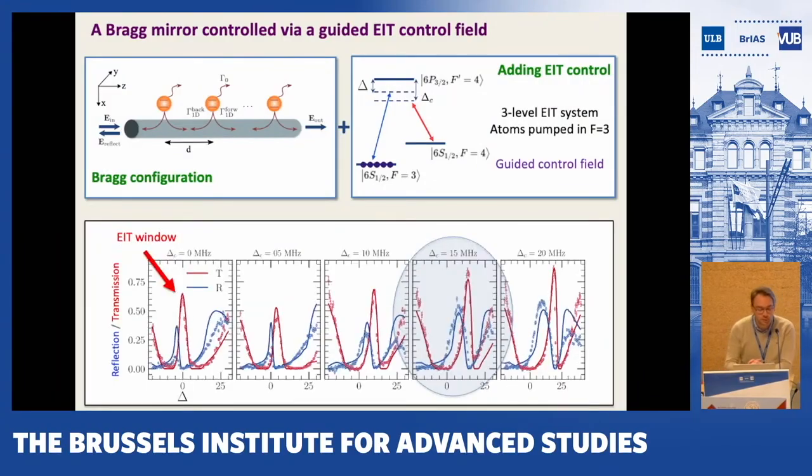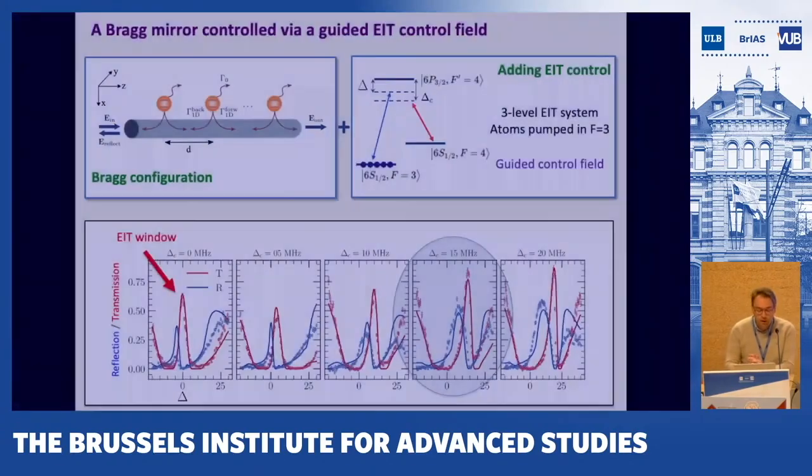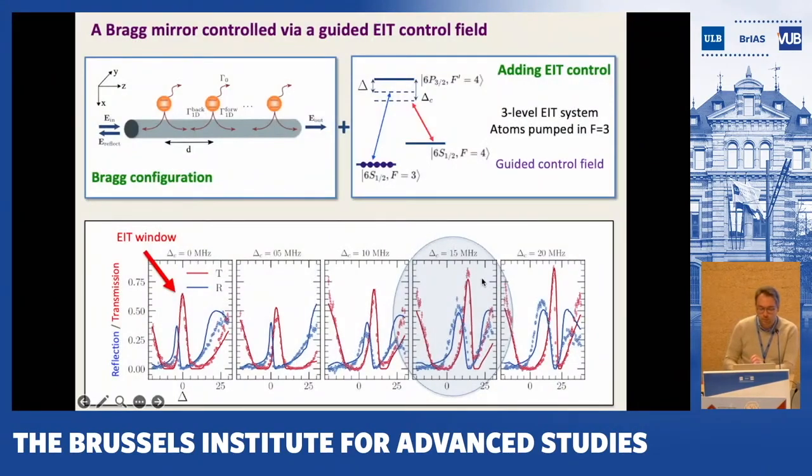So what does it mean in terms of spectrum? Here we plotted the reflection and transmission of the device as a function of the probe detuning. And there is a sweet spot. Again, this is something we can discuss during the coffee break, where this sweet spot is not at 0, but detuned from resonance. But there is a sweet spot where, if we have the control or not the control, we can really go to very efficient reflection and very efficient transmission.